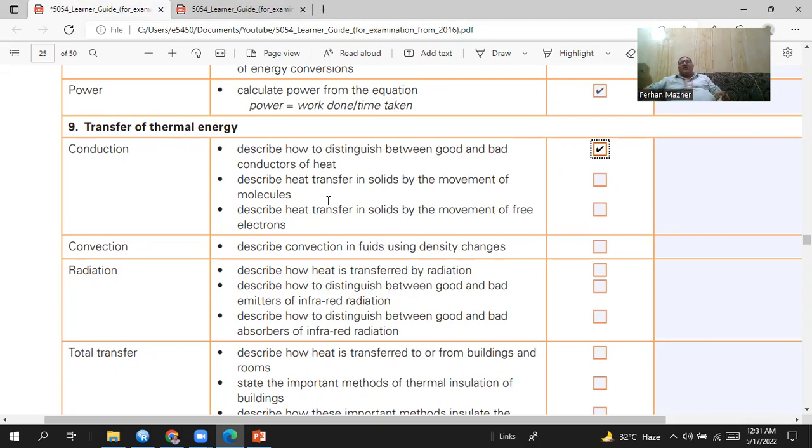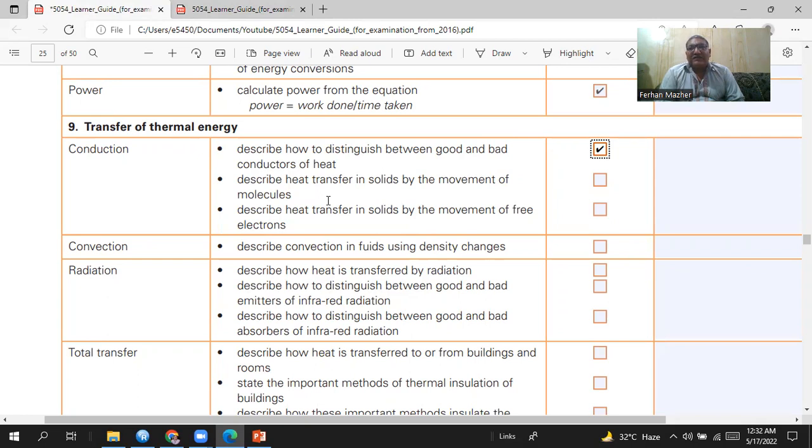Describe the heat transfer in solids by the movement of the molecules. You see, this is a very important question. In a solid, at the end of the solid which is at the hot side, where the temperature is higher, the molecules absorb the heat and start vibrating vigorously.